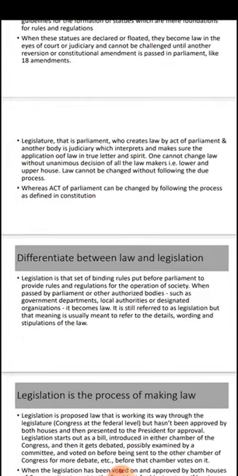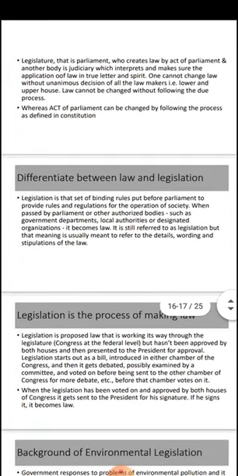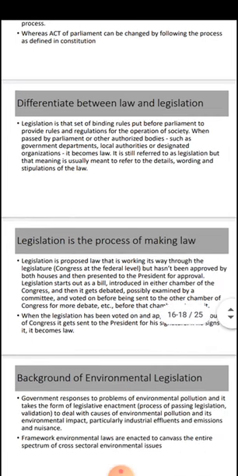Then we have some differences between law and legislation. So, what is legislation? Legislation is actually the process of making law, and again, it has to be passed through the parliament or the regulatory bodies so that it can be implemented and enforced.